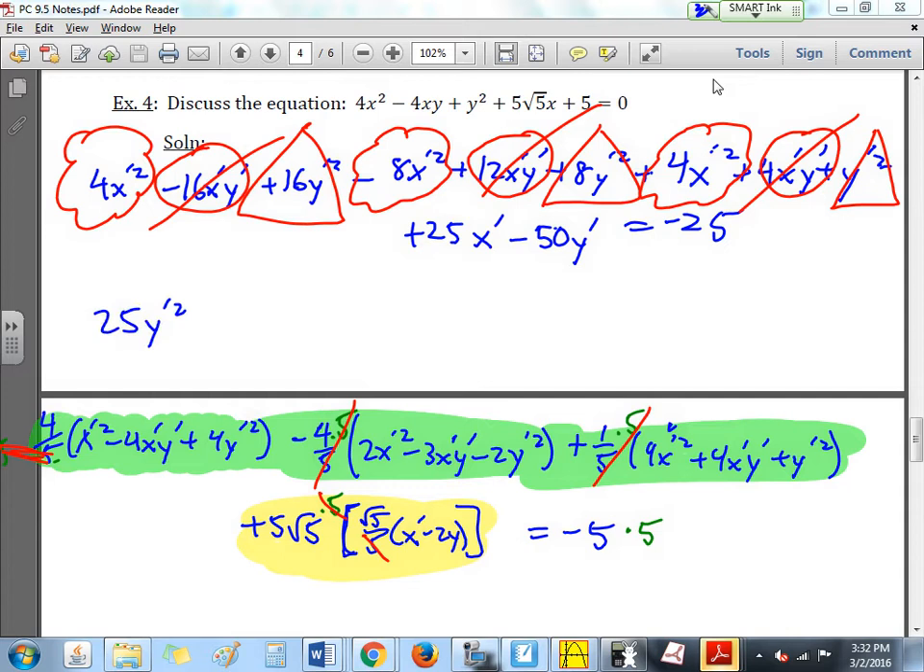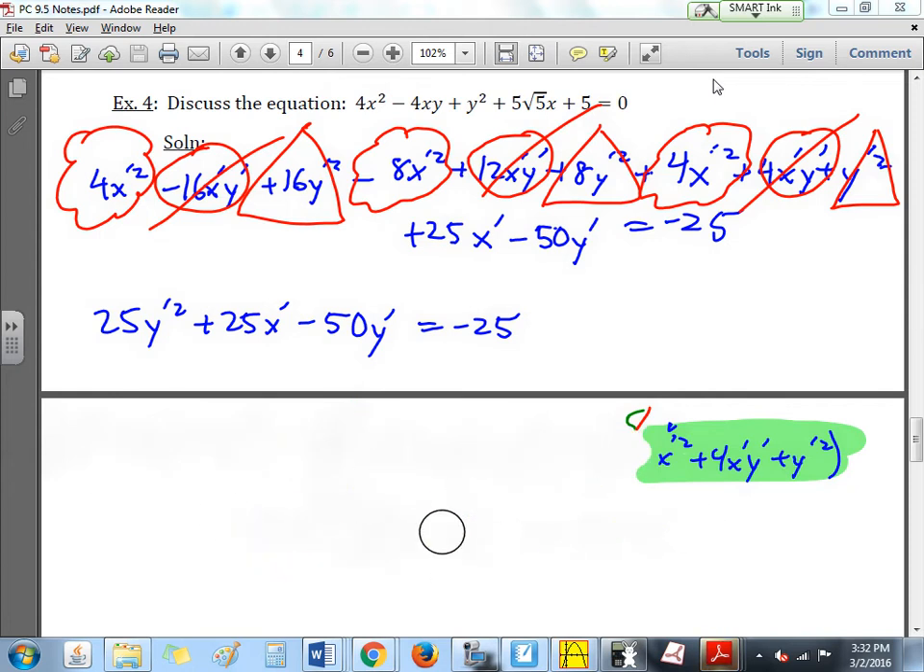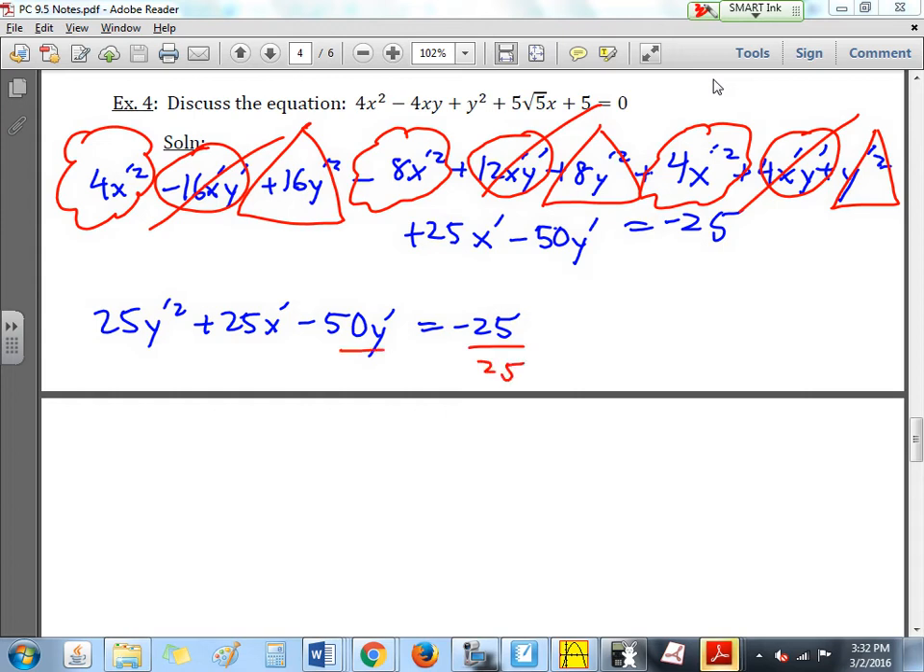We also have, for survivors, just a 25x', not squared, just 25x', and a minus 50y', and this equals negative 25. Okay, because the bully canceled, I'm going to trust my work implicitly from this point on. I'm going to divide this resulting equation by 25 because it seems like everybody would be happy with that. So I get y' squared plus 25x' minus 2y' equals negative 1. And if I bring the 25x to the other side and get it out of my face, I can complete the square for the y's.